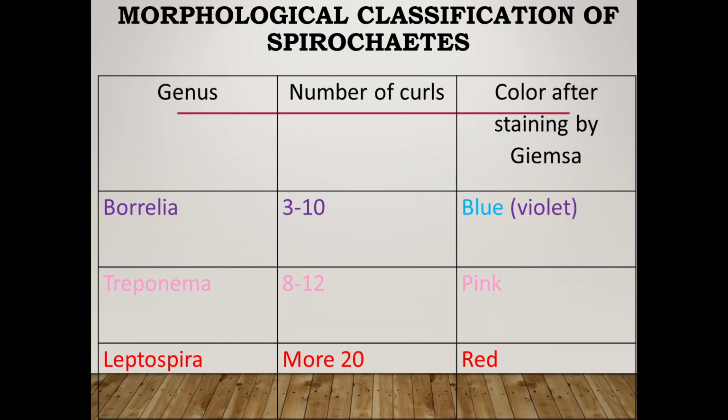Morphological classification of spirochetes by number of curls and color after staining by Giemsa. Genus Borrelia: number of curls 3 to 10, and after Giemsa staining it will have a blue or violet color. Genus Treponema: number of curls 8 to 12, and the color after Giemsa staining is pink. Genus Leptospira: number of curls more than 20, and the color after Giemsa staining is red.